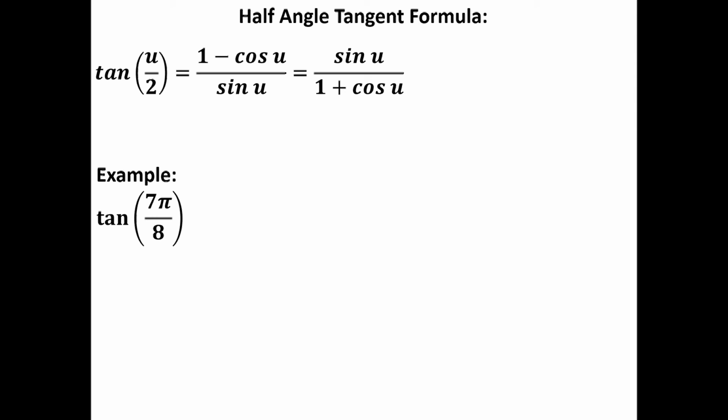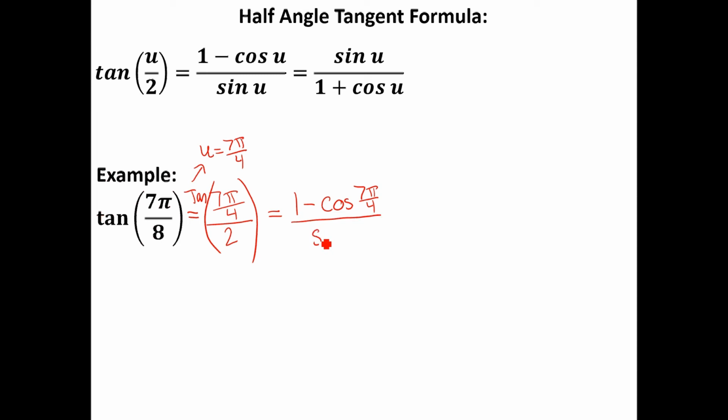The tangent of 7 pi over 8 can be represented, remember, if we double this angle, meaning just divide the denominator by 2, we end up with 7 pi over 4 all over 2. We're going to look for the tangent of this angle. That means that u in this case would be 7 pi over 4. Now, if we go to our formula, we're going to do 1 minus the cosine of 7 pi over 4 all over the sine of 7 pi over 4. Notice I'm just going to use the one on the left side. Doesn't really matter which one you use.